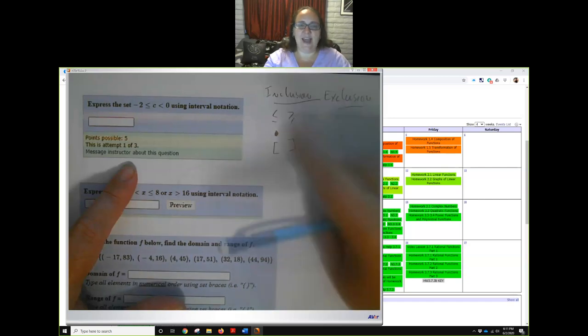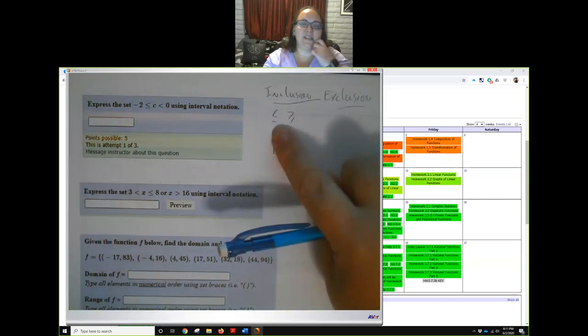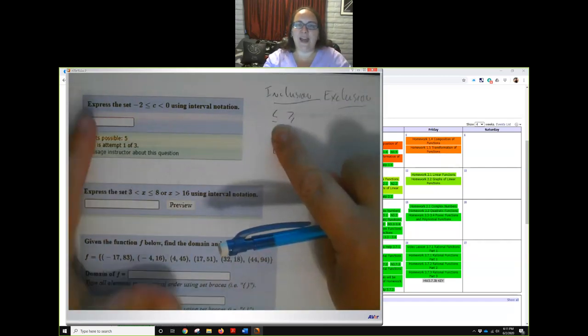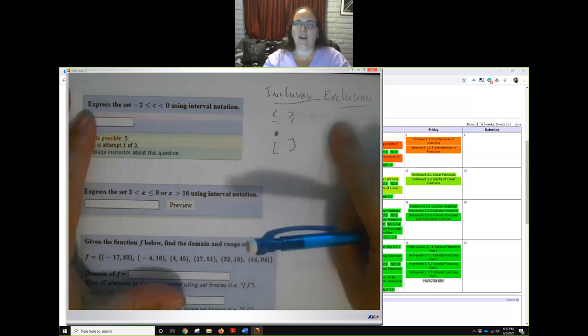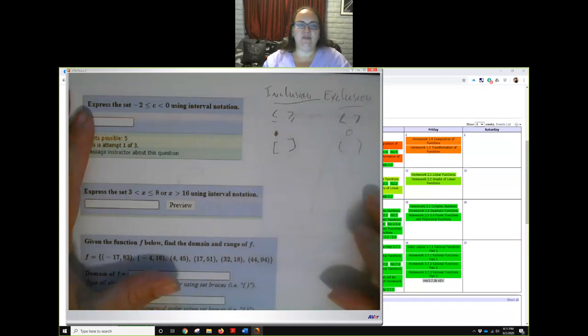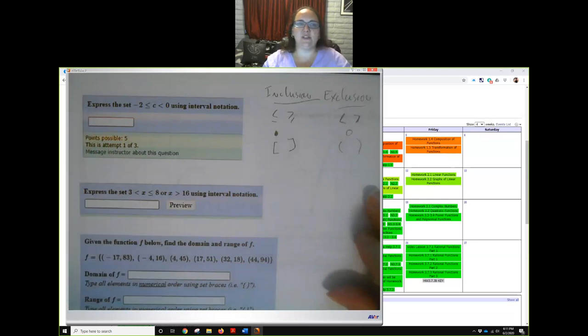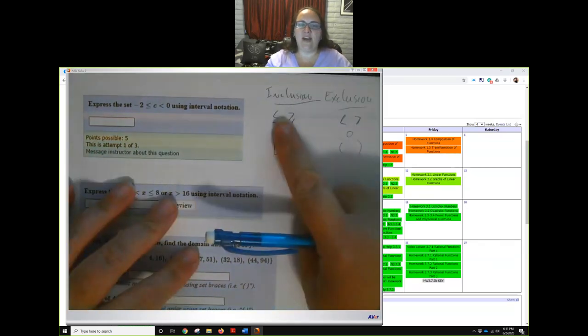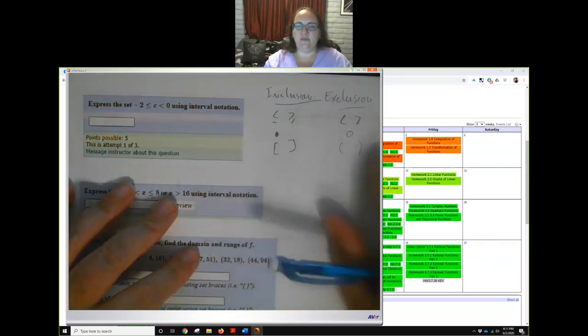So this is like saying x is greater than or equal to 6. 6 is a member of my set, but this is like saying x is greater than 6. 6 is not a member of my set. It's only the numbers bigger than 6. So a quick reminder of inclusion symbols versus exclusion symbols. Anywhere you have one of these, you would have the others.